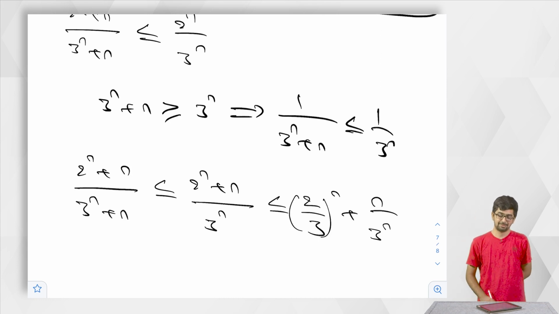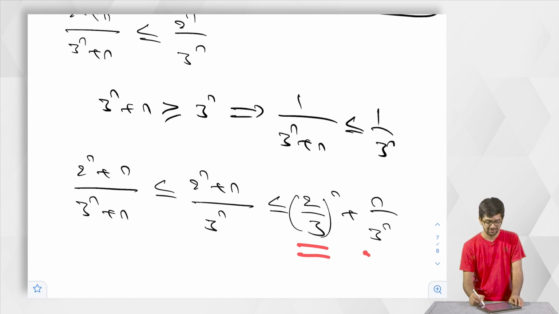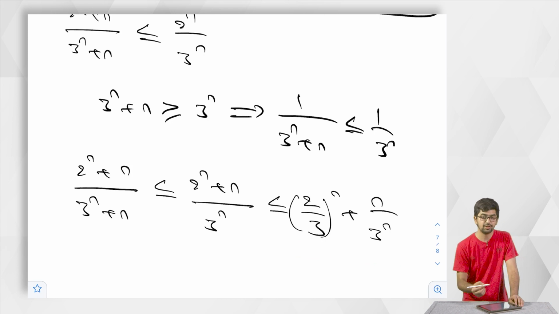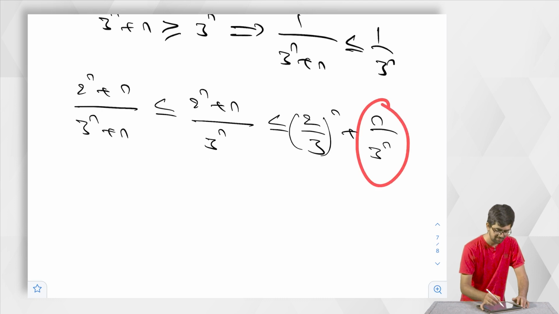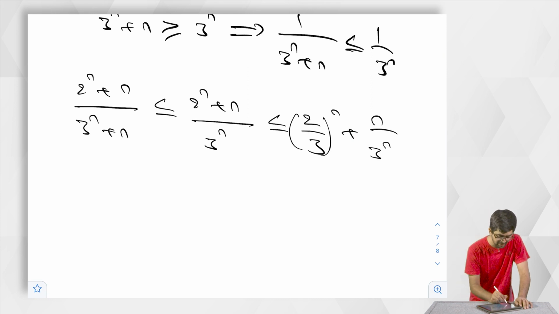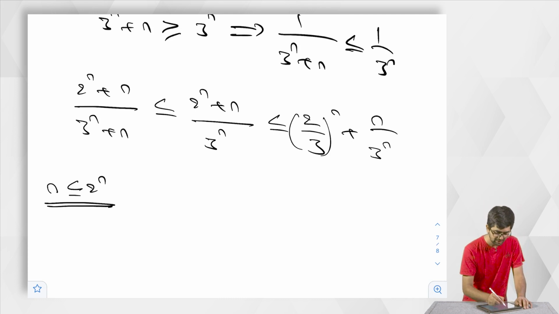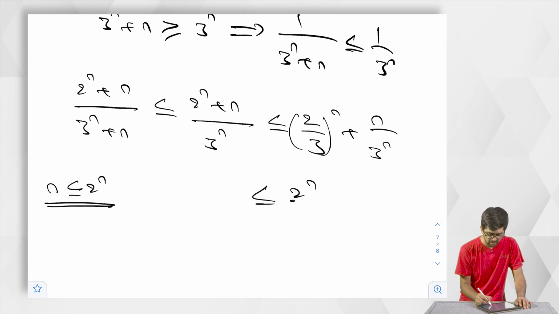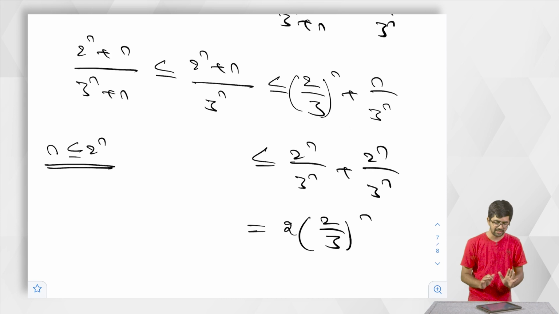Now the other problem is I need to check convergence of two series now, because I don't know convergence of this series yet. So what we will do is we will change this also. How to change, it's not very clear, but one obvious choice is the following: n is less than or equal to 2^n, right? If n is equal to 2, 3, whatever you can check, it is less than or equal to 2^n. So let us just write that 2^n/3^n plus 2^n/3^n. This is how much? 2 times (2/3)^n. Okay, this seems to be correct.